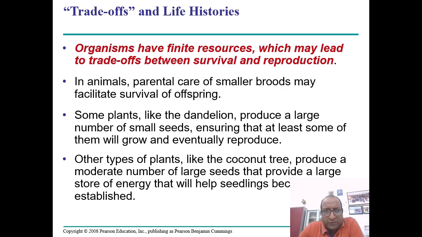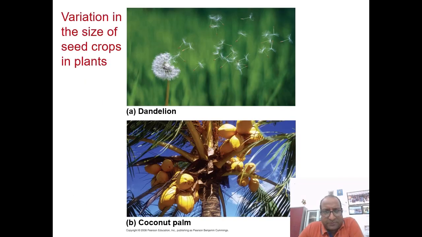Conditions. So this is a kind of trade-off. Variation in the size of seed crops in plants, like dandelion, and this is the coconut palm. This coconut contains enough nutrients for the coconut fruit to develop into a new plant even after it is swept away into the sea on the seashore, in the seawater for a longer time.